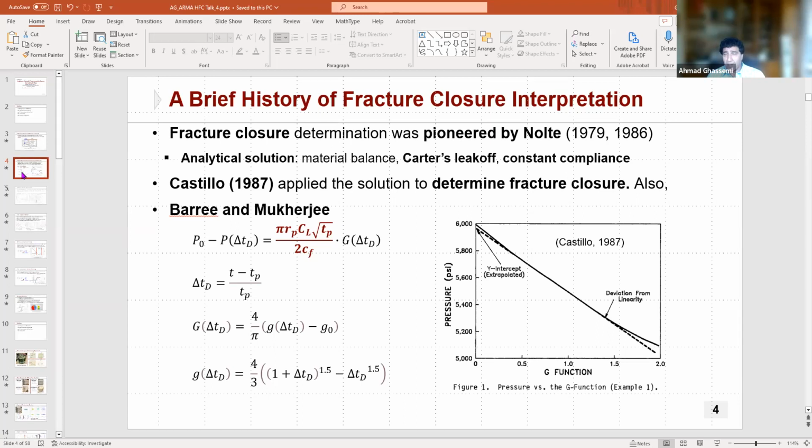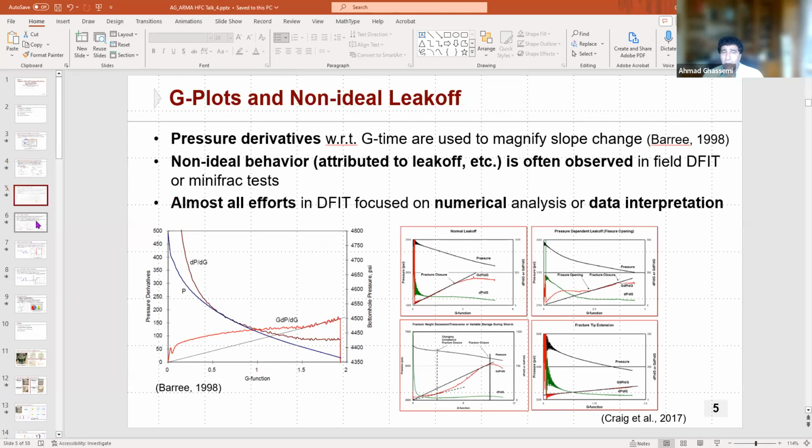And you will see here a few equations. The pressure change on the left is related to the G time through the Leacoff coefficient, square root of time since pumping, fracture radius, and the compressibility of the fracture. So if that red expression remains constant, then you get a linear trend when you plot pressure versus G time, and departure from that should indicate fracture closure.